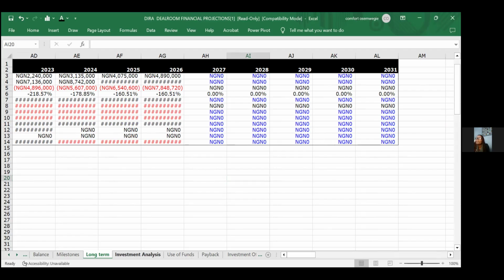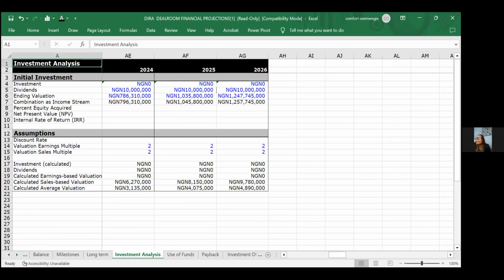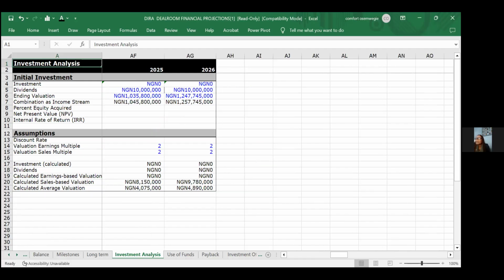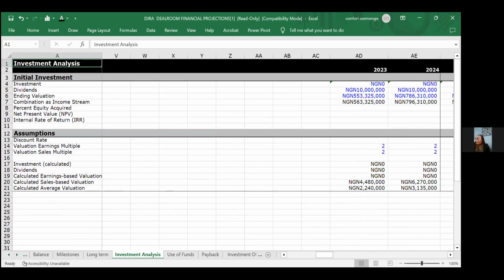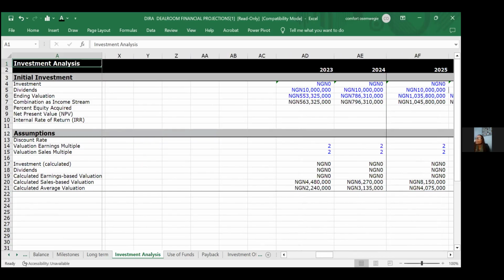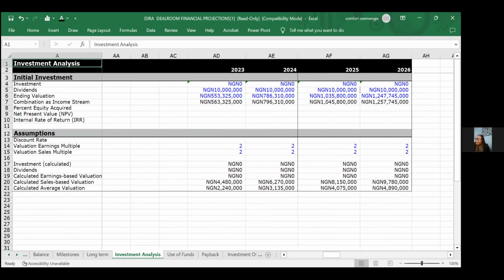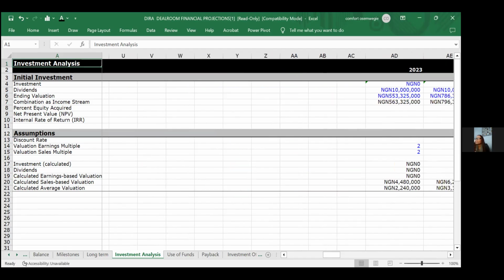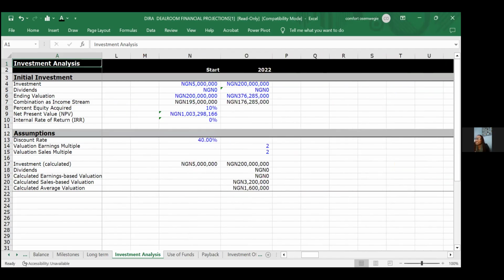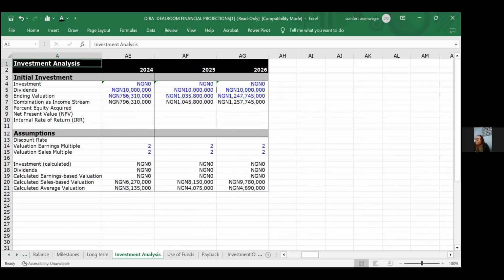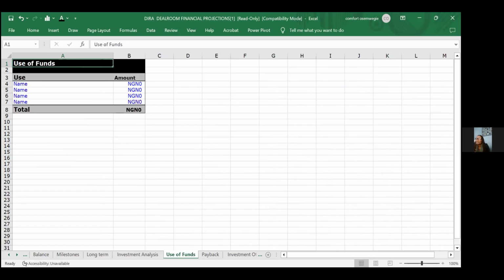Then here we have investment analysis. This is particularly interesting for those that want to understand what the valuation looks like. So you see this valuation sheet. I kept saying that we'll have valuation for you. As long as we analyze properly and our assumptions are correct, the valuation for the company is clear here already. It's going to show up here for every one of us. Use of funds, just in case you are raising equity.